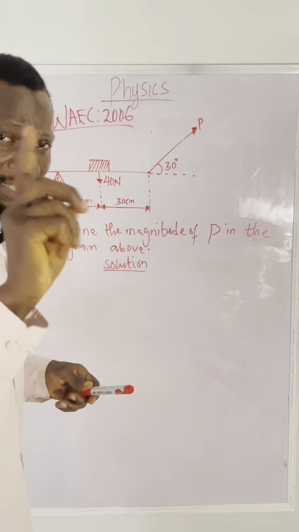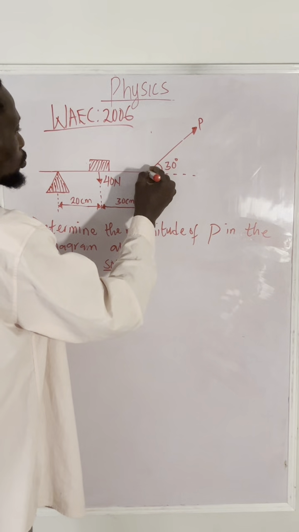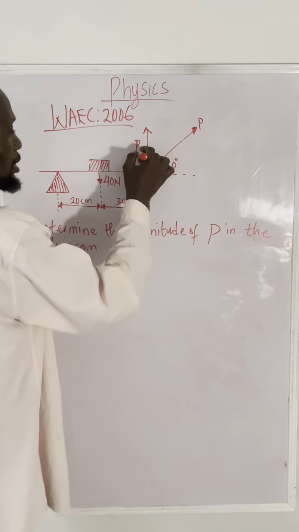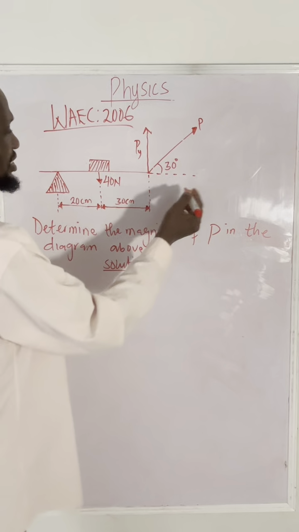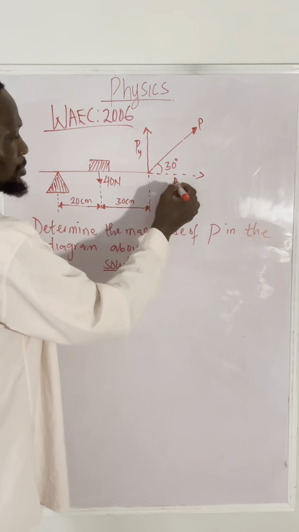The meaning of that is that it has a tendency to move this body upward like this. Let me represent that by Py. And it has a tendency to move the body horizontally like this. Let me represent that with Px.